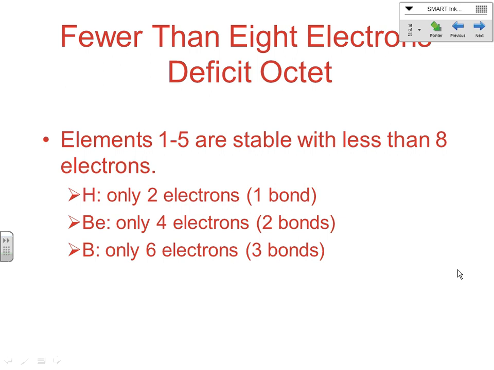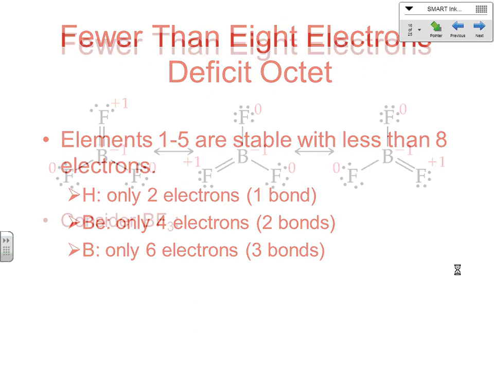But all the elements that are very small can do this. So things like beryllium and boron, they're also very small atoms. It's unlikely for them to get a full octet and become stable. So beryllium ends up forming two bonds and has no unshared pairs and is still stable. And boron will form three single bonds and will have no unshared pairs on the boron, but yet it's still stable. So these are three common deficit octet situations.